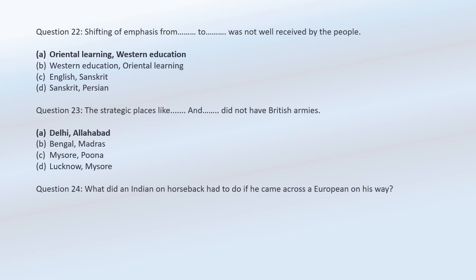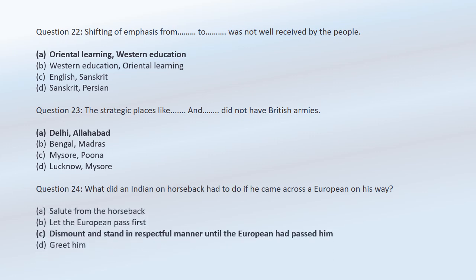Question 24. What did an Indian on horseback have to do if he came across a European on his way? A. Salute from the horseback. B. Let the European pass first. C. Dismount and stand in respectful manner until the European had passed him. D. Greet him. Option C is the right answer. An Indian on horseback had to dismount and stand in respectful manner until the European had passed his way.